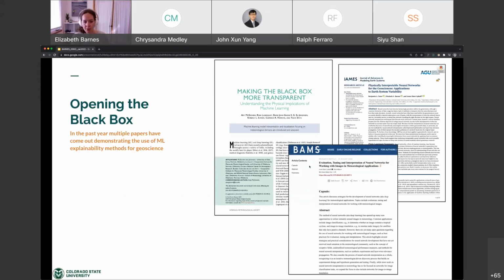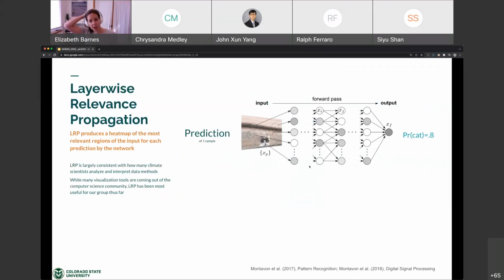Now, there are lots of methods out there to explain these tools. And one of them is one that my group uses, among others, which is called layer-wise relevance propagation. It is a big mouthful. We're going to call it LRP. But the most important thing I want you to remember, it is one of many tools that does about the same thing. That is, we want to understand how the network came to its decision.